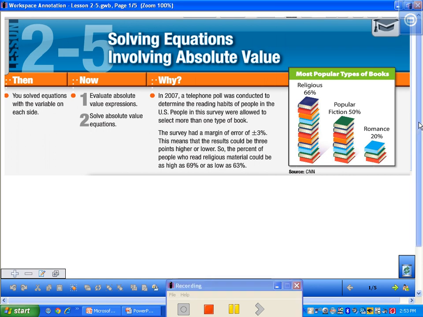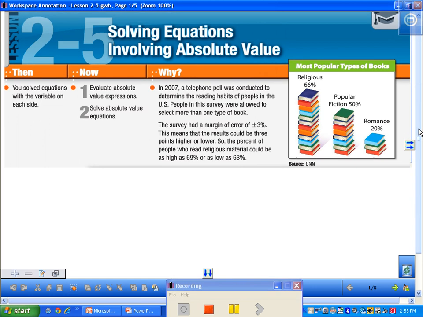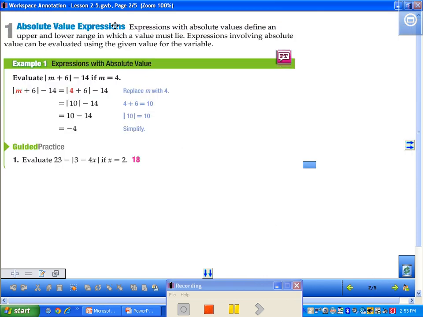So the problems we're going to focus on involve absolute value. Absolute value is the distance a number is from zero. Moving on to section 1, absolute value expressions. Expressions with absolute value define an upper and lower range in which a value must lie. Expressions involving absolute value can be evaluated using the given value for the variable.